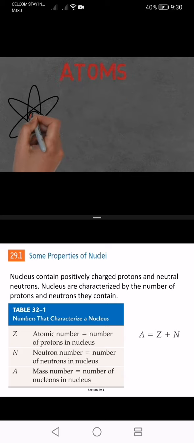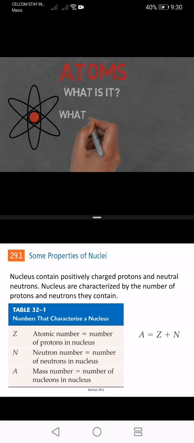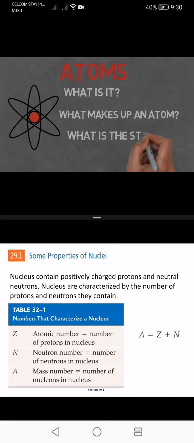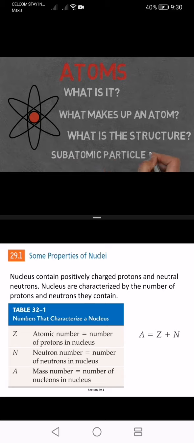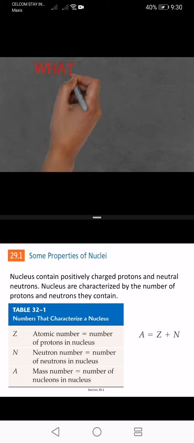Today we're going to look at atoms. More specifically, what an atom is, what makes up an atom, the structure of an atom, and how to calculate subatomic particles. Let's begin by looking at what an atom is.